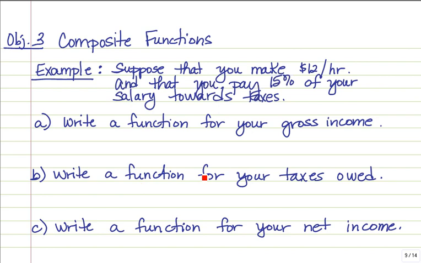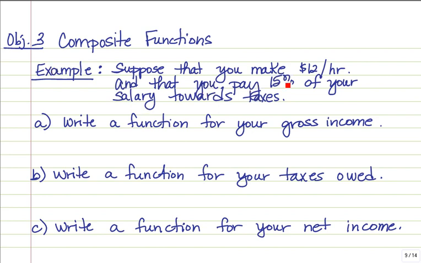Hi, welcome back to the lecture on operations and composition of functions. So let's pick up with composition of functions, also called composite functions. And let me start with an example so you can get your mind wrapped around why we even need to talk about this.